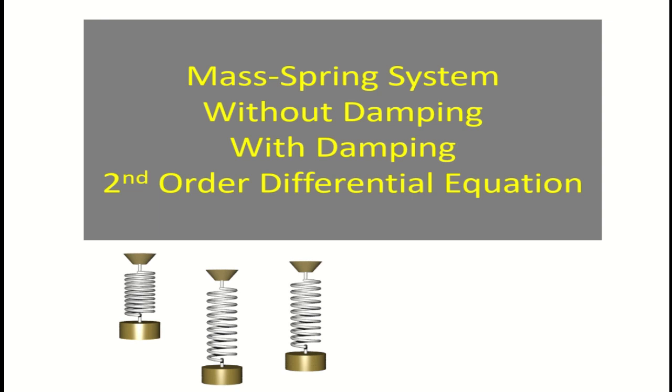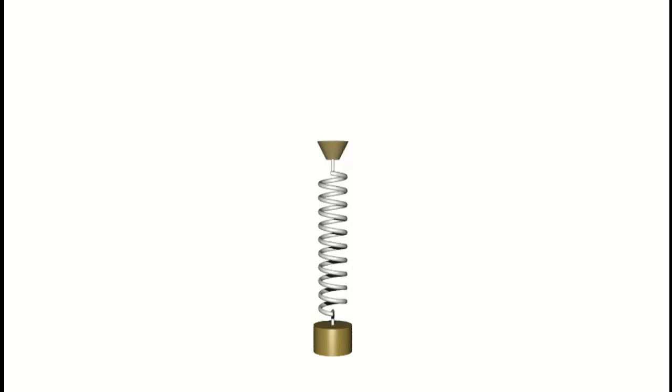Today we will talk about the mass spring system without damping or with damping. This is a second order differential equation. So you can see a spring in here. These springs will be bouncing up and down. Let's see some animation GIFs about the springs before we go into the second order differential equation and how to solve it. Okay, you can see a spring is bouncing up and down.